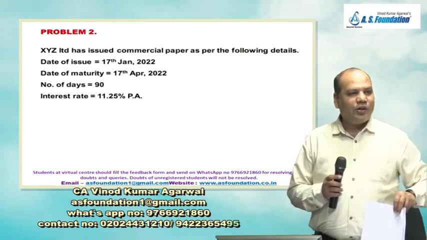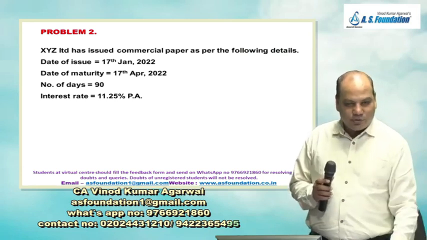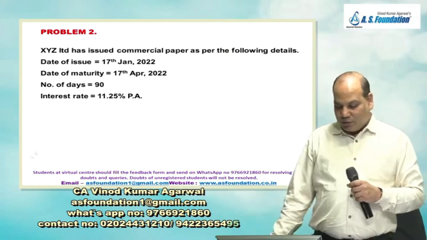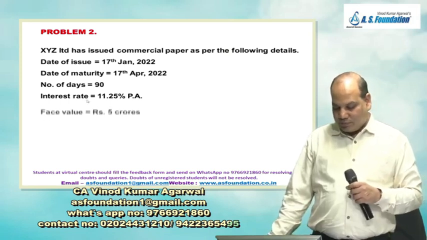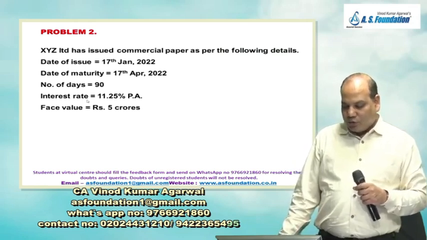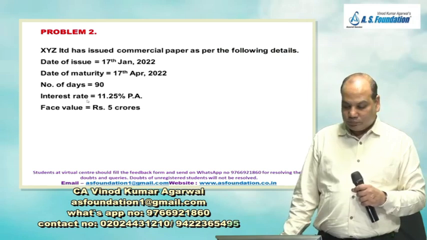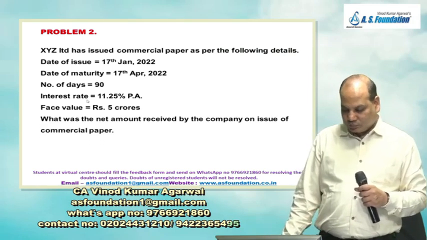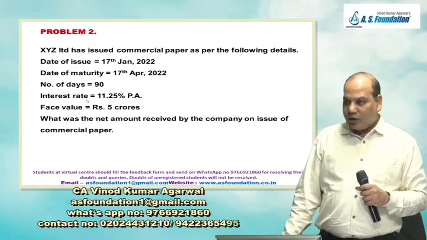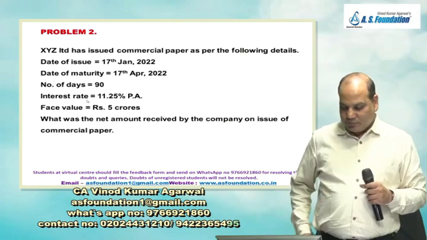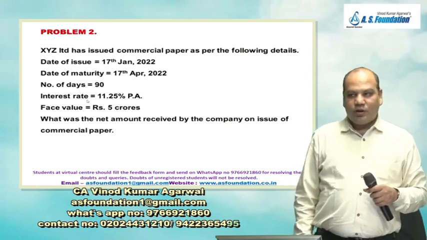90. Don't challenge it, even if it is there or it is not there. If it is given, use it. And effective rate of interest, use the word effective, 11.25% per annum. Face value rupees 5 crore. What was the net amount received by the company on the issue of commercial paper? This is an actual CA exam question.